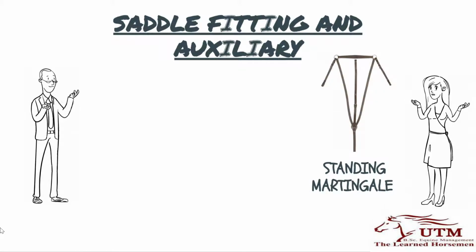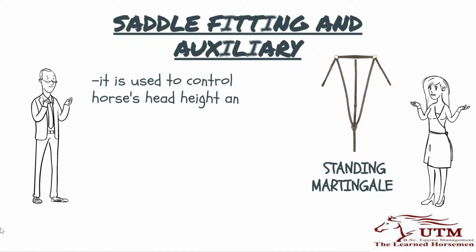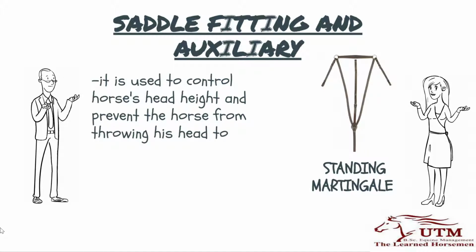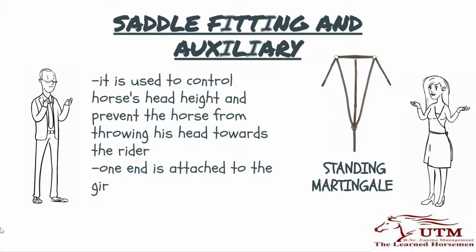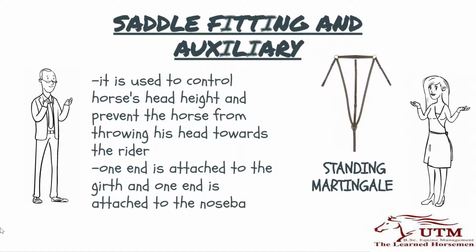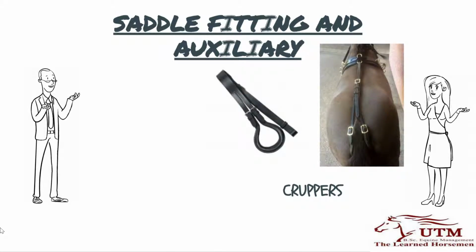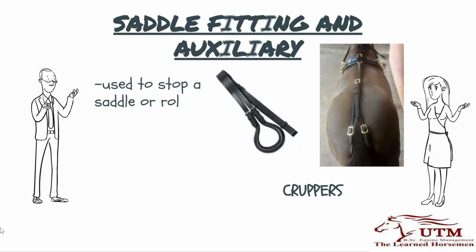Standing martingale. It is used to control the horse's head height and prevent the horse from throwing his head towards the rider. One end is attached to the girth and one end is attached to the noseband. Crupper. Used to stop a saddle or roller from slipping forward.